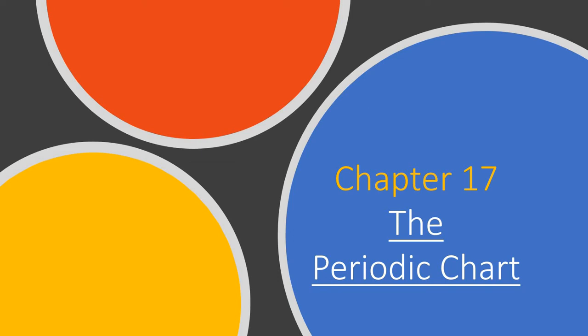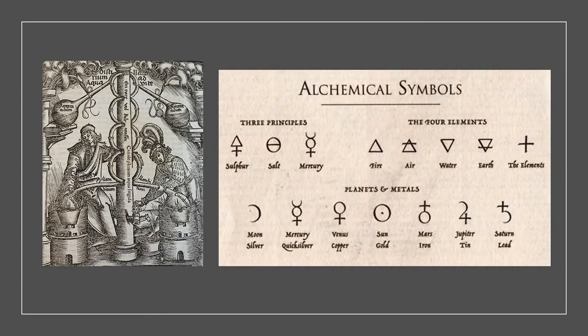Hello, ladies and gentlemen, and welcome to Physical Science, the section about the periodic chart, which is found in chapter 17 of your books. We are going to be talking about development of the periodic chart, basically how it came to be, starting from long ago. This is basically related to the beginnings of chemistry.